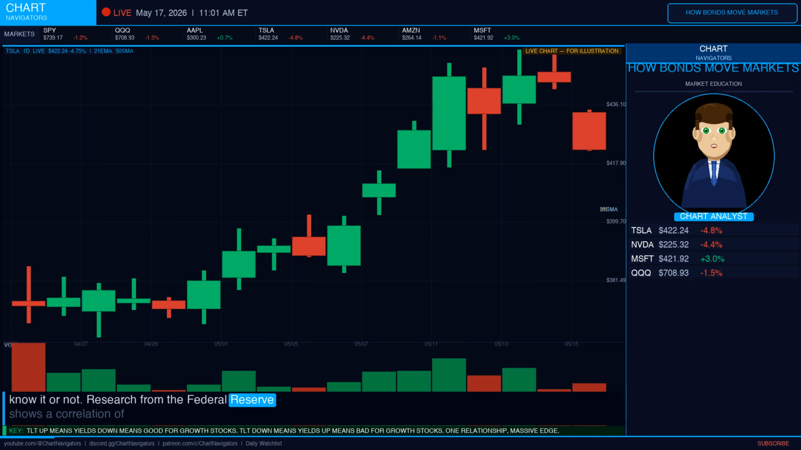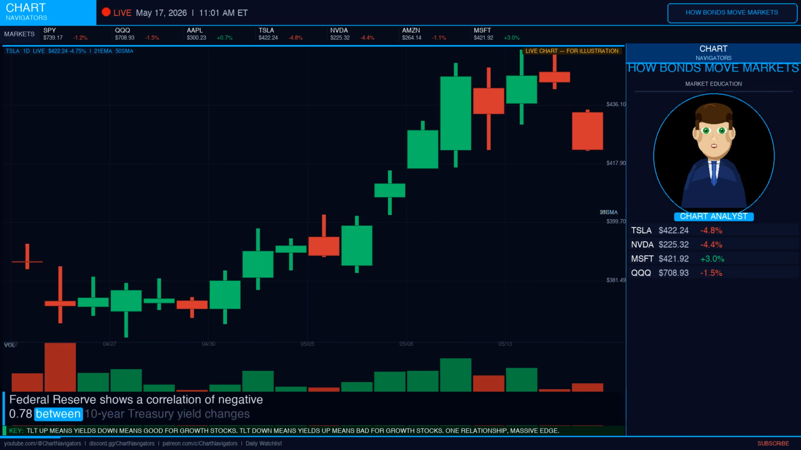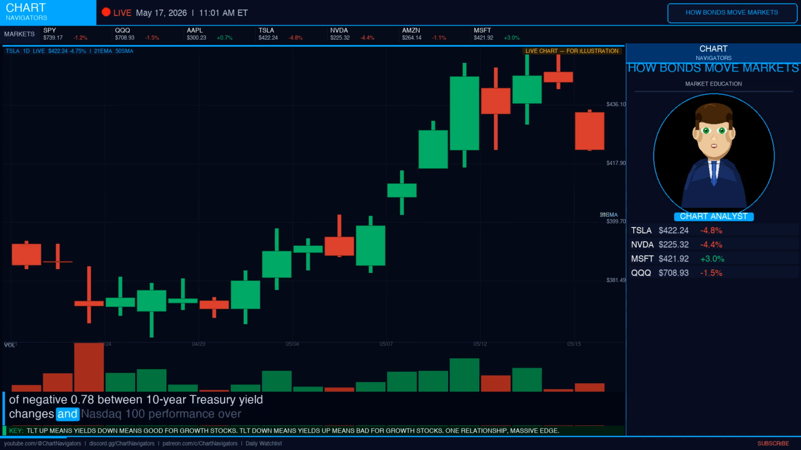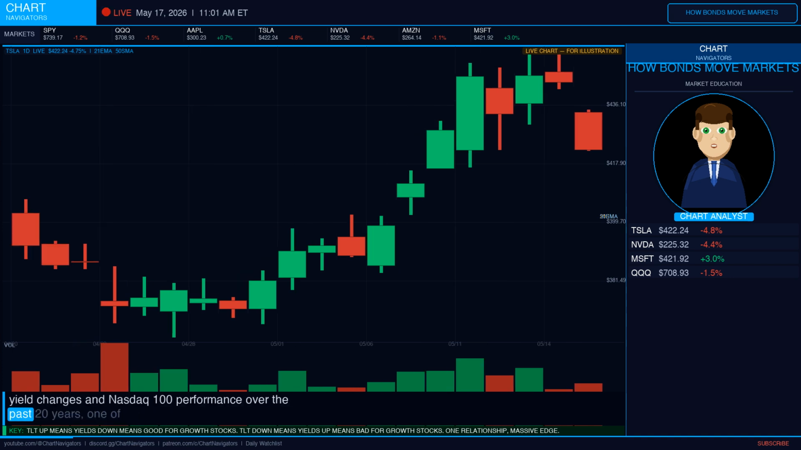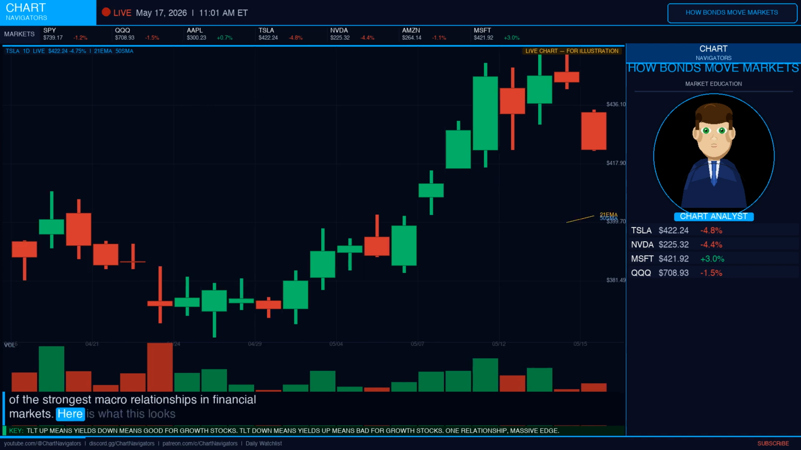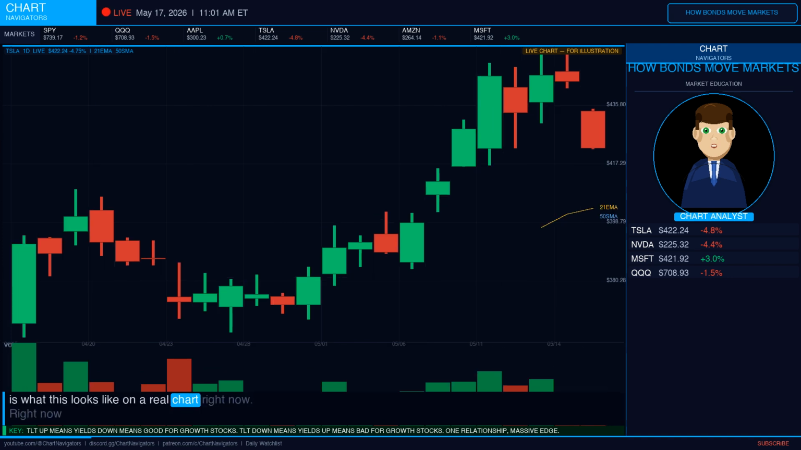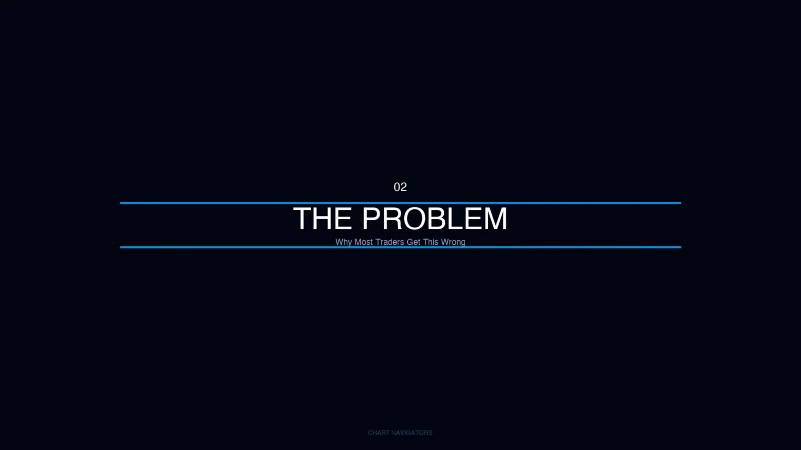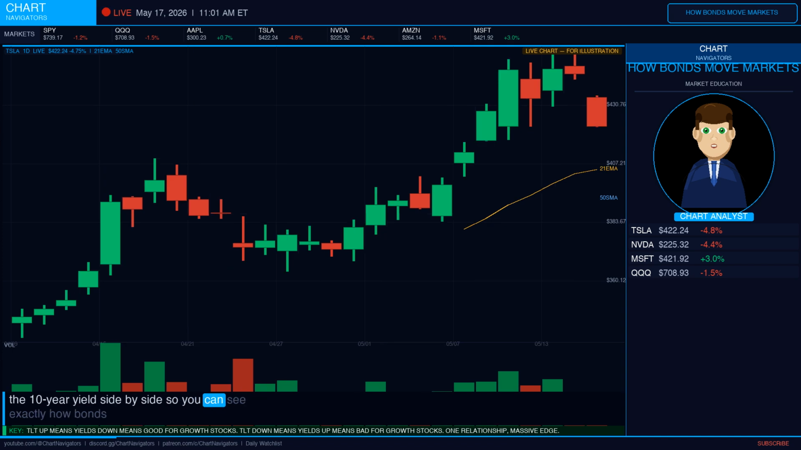Research from the Federal Reserve shows a correlation of negative 0.78 between 10-year Treasury yield changes and Nasdaq 100 performance over the past 20 years, one of the strongest macro relationships in financial markets. Here is what this looks like on a real chart right now. I am pulling up the TLT chart and the 10-year yield side by side so you can see exactly how bonds and stocks move in opposite directions in real time.